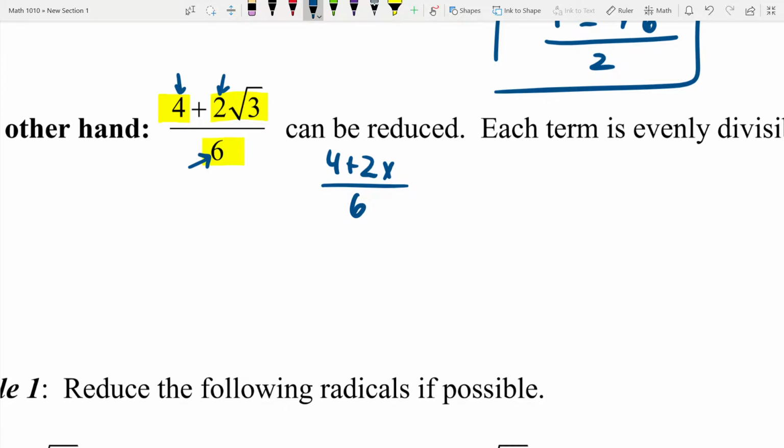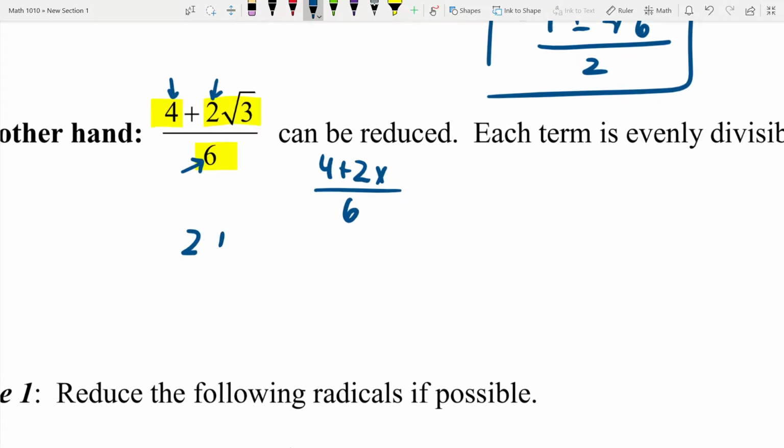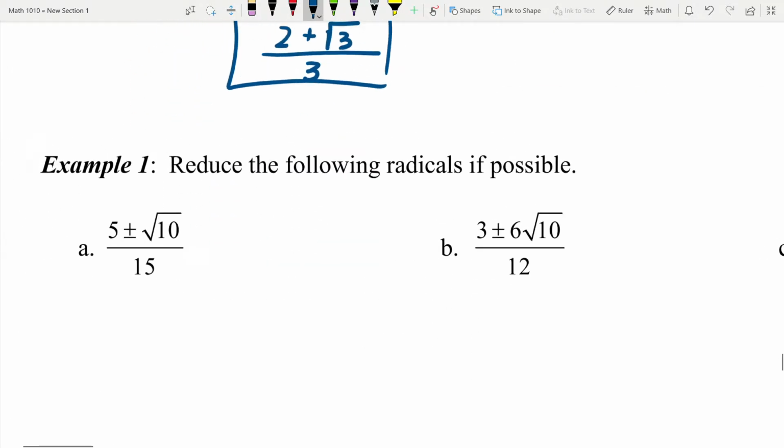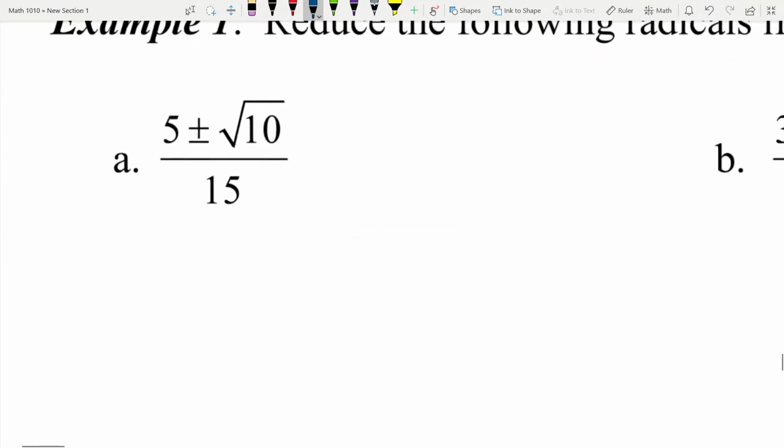Okay, can I reduce it? Everybody in the room, tell me. Yes, yes I can. Okay, what goes into all those numbers? Everybody's talking to me. A 2. Okay, 2 goes into 4 2 times. 2 goes into 2 1 time. The square root of 3 does not change. 2 goes into 6 3 times. There's my answer, and I'm done. Okay, who says I understand? Raise your hand, give me some feedback. Okay, great.